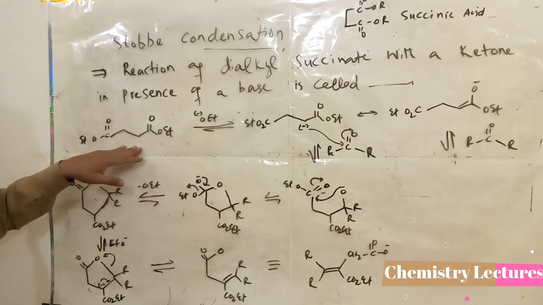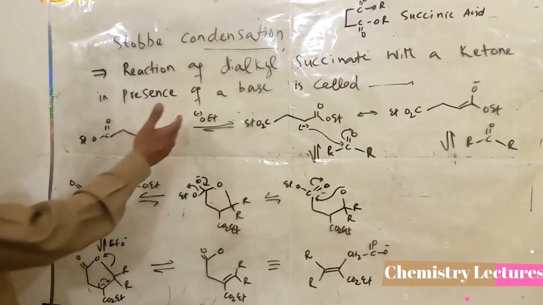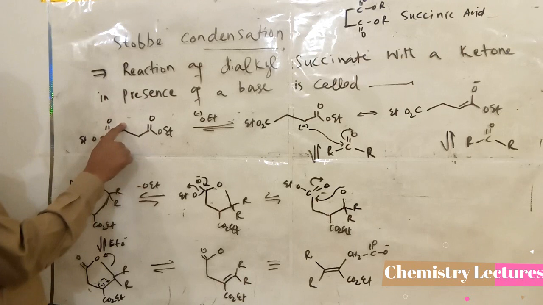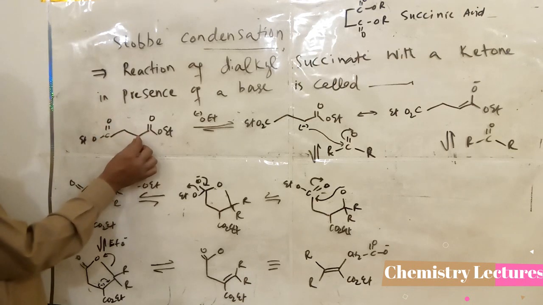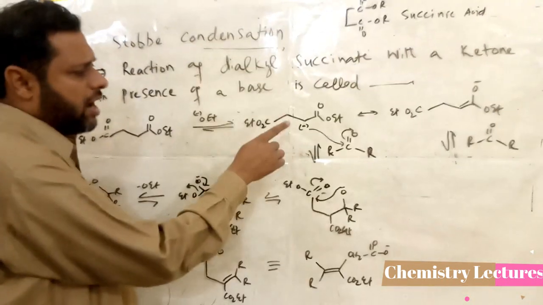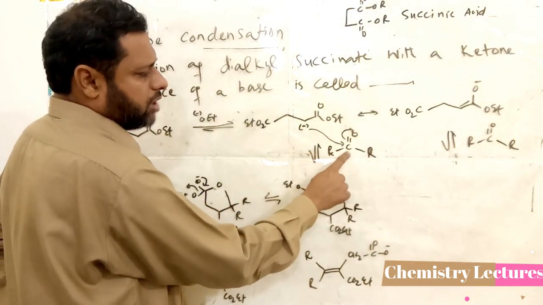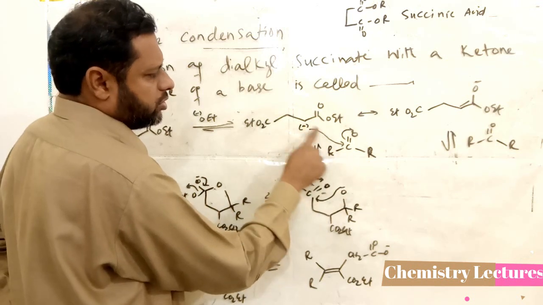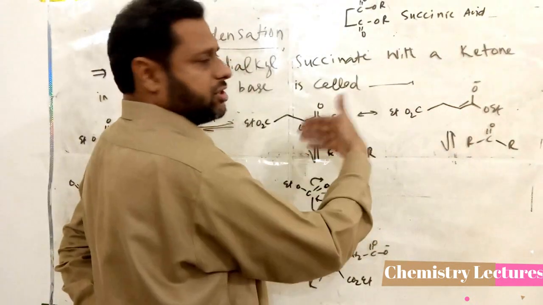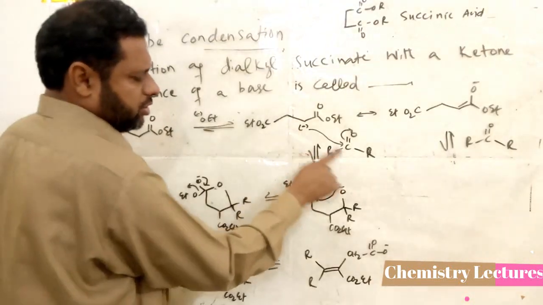When this diethyl succinate, or dialkyl succinate, is treated with a base, the base will remove a proton from any of these carbons, because this one is also an alpha carbon, this one is also an active methylene, so both these carbons are active methylene, and a proton is removed from any one of them. When the proton is removed, a carbanion is formed, and this carbanion then attacks the ketonic carbonyl group. A carbon-carbon bond is formed and the negative charge goes to oxygen. This is another resonance contributing structure with negative charge on oxygen, but actually the reaction takes place with this carbon-carbon bond formed.